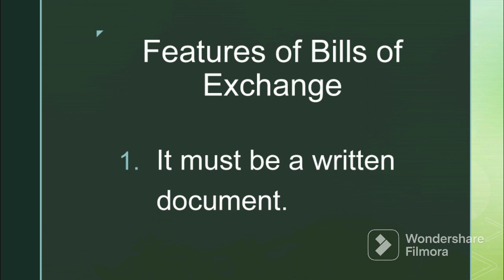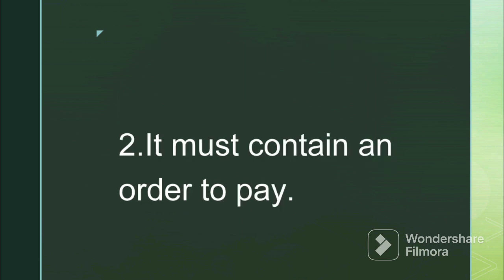Now we will see the important features of bill of exchange. First main feature of a bill of exchange is that it is a written instrument. A bill of exchange must be in writing. Any oral or verbal order is not a bill of exchange. Another feature is that it must contain an order to pay. The order to pay should be a definite order. It should not be vague and it should not be in the form of a request. It must be an order which is given to someone to pay a certain amount.